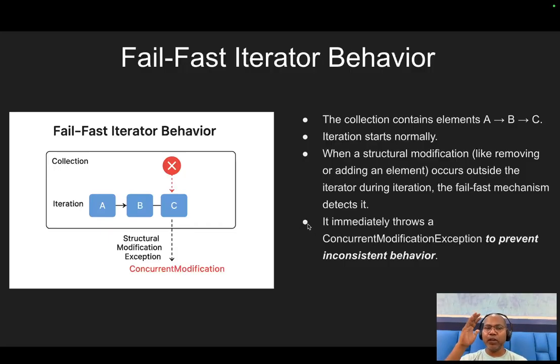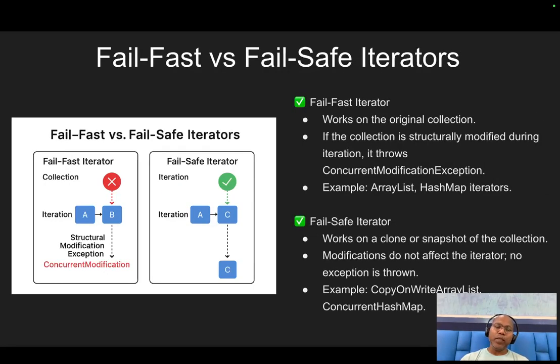So they are going to fail first because we don't want any inconsistent behavior to happen, because on this collection other iterations may be used. Similarly, one word you might be aware of: there are two terminologies, fail fast and fail safe. So two kinds of iteration you can say.